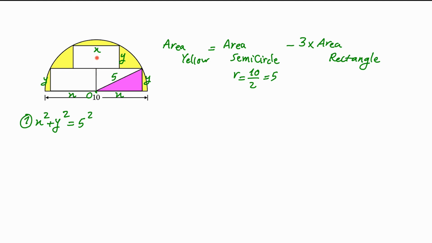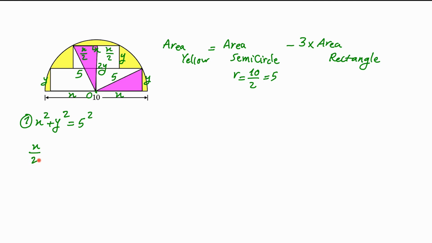We can also extend this line, which will be perpendicular to this base of the rectangle. We have a right angle here, and because this is perpendicular, it will bisect this base, and we have x over 2 here and x over 2 here. And then we can draw a line from the center to this corner. We also now have another right triangle here, and we can use Pythagorean theorem. The hypotenuse is 5. This is x over 2, and this length is y plus y, so this is 2y.